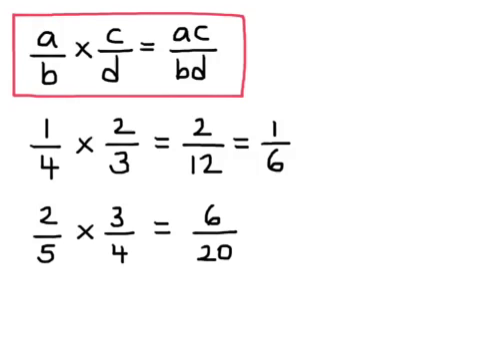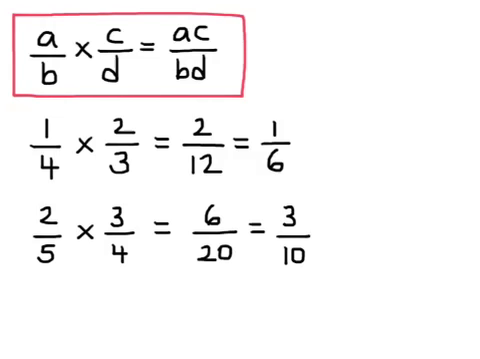So I get the answer 6 over 20, and again I can reduce this fraction. If I can find a number that divides into both 6 and 20, I can reduce this fraction. Now the highest number that we can think of that divides into both 6 and 20 is 2. So if I divide 6 by 2, I get 3. And if I divide 20 by 2, I get 10. So my answer would be 3 over 10.